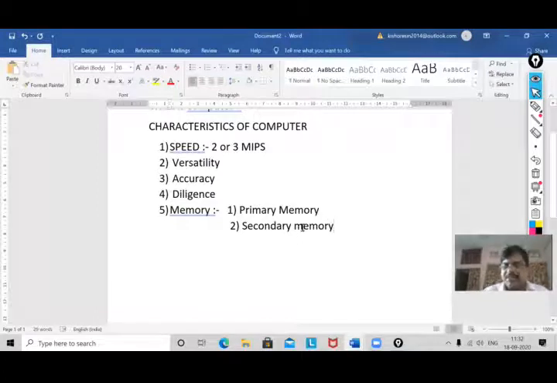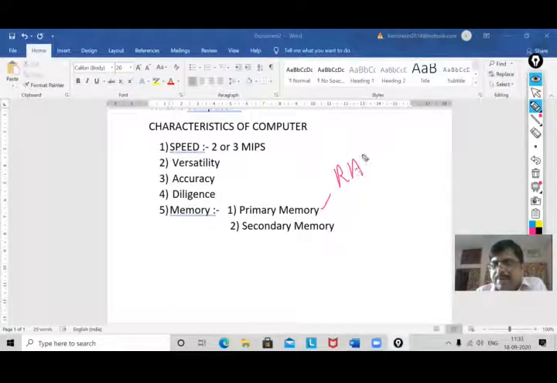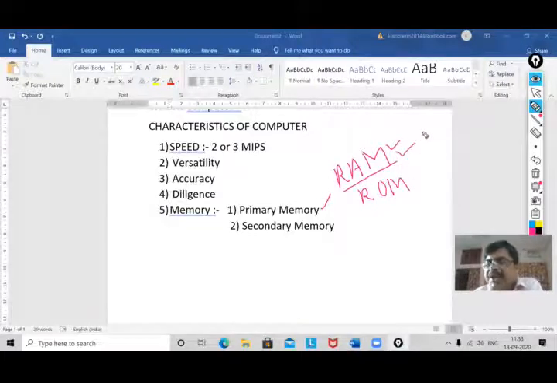Now, what is the difference between primary and secondary memory? When I'm talking about primary memory, 2 parts come to our mind: RAM and ROM. Understood? What is RAM? RAM is a volatile memory, whereas ROM is non-volatile. First of all, you have to understand what volatile is. Volatile means temporary, and when I say non-volatile, that is permanent.